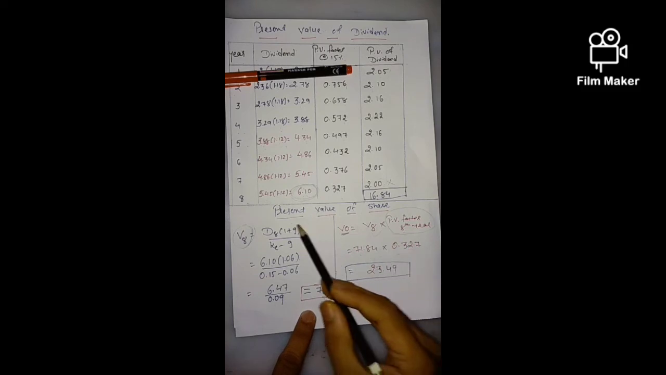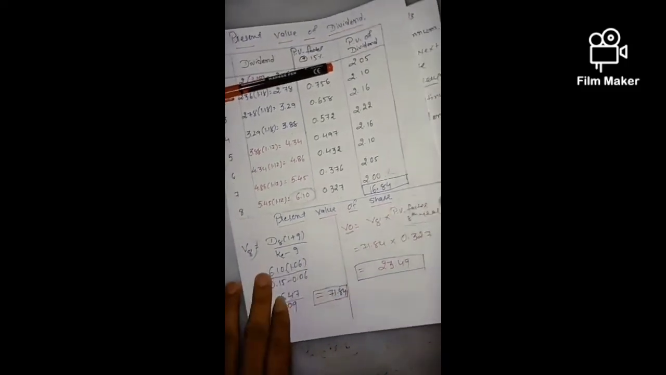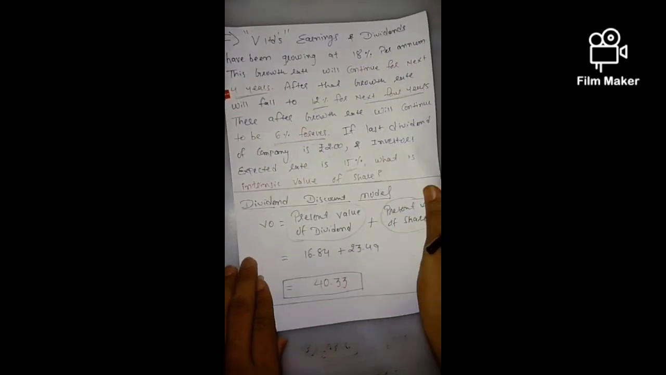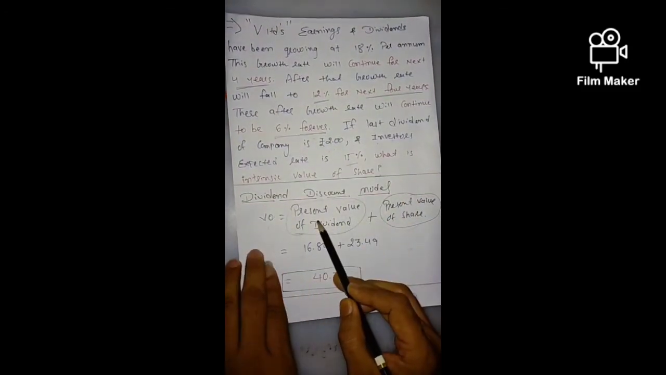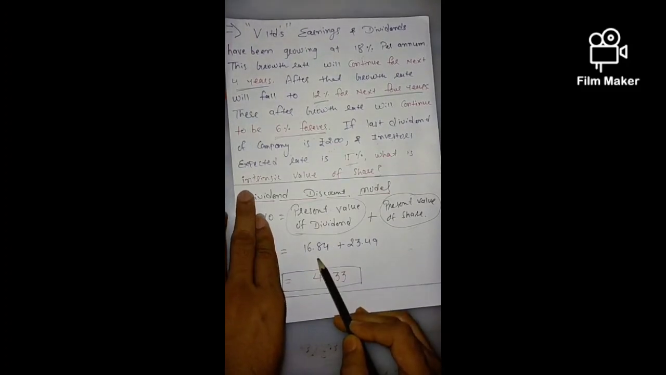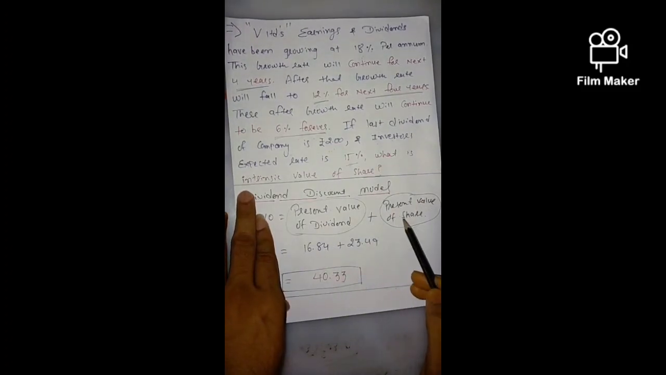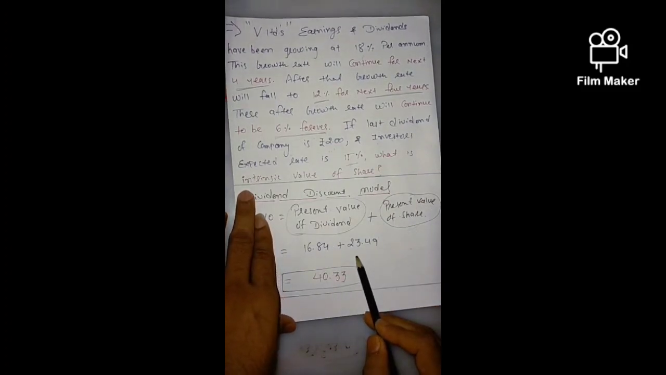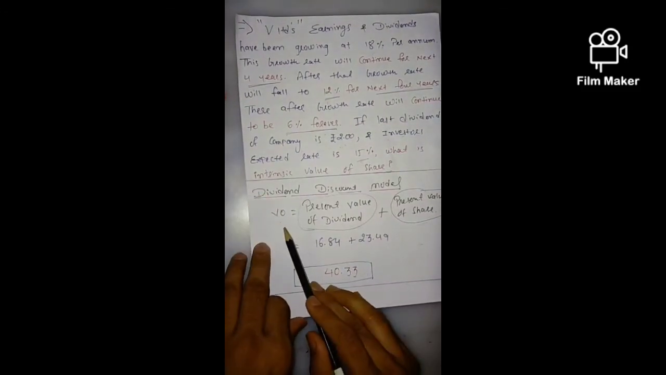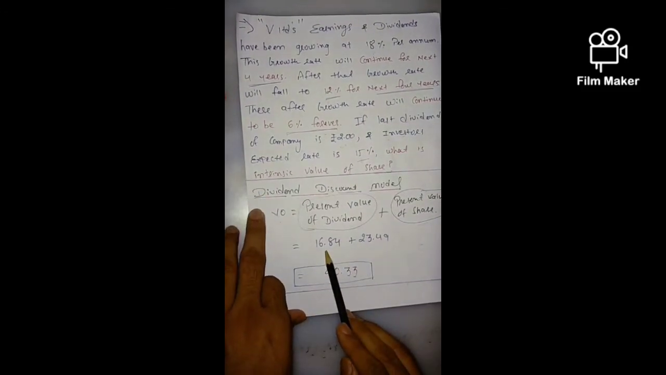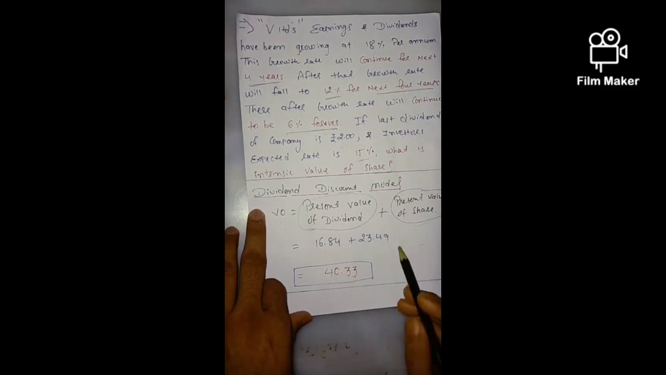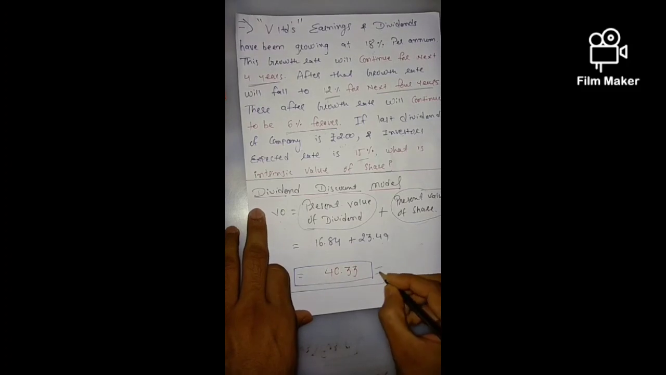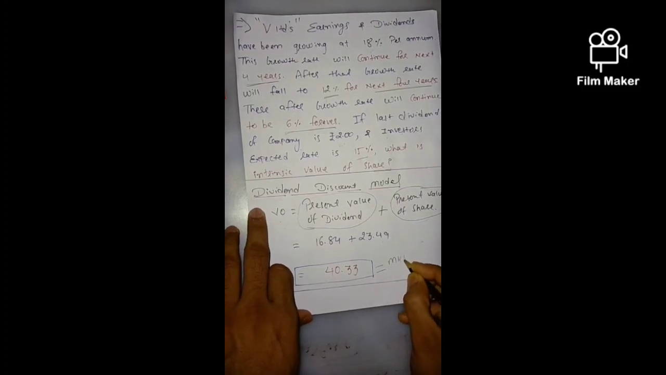Now this is our present value of share, and this we can write in the original formula of the dividend discount model, where we need to write the present value of dividend, which we already wrote, plus the present value of share, which you just found, 23.49. So the final answer for value of share is the summation of 16.84 plus 23.49, which comes to 40.33, and this is called the market value of share, or we can say the real value of share.